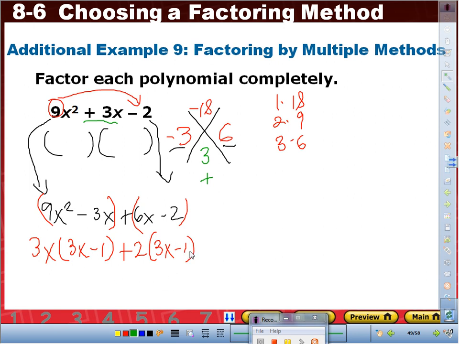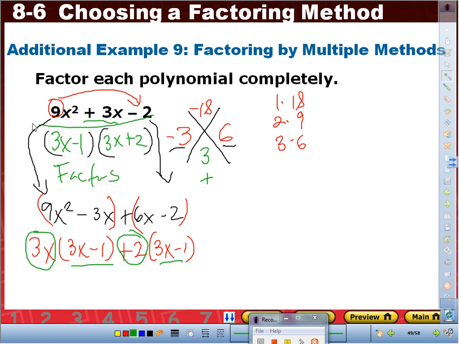What's our GCF for these two? 3x minus 1, which is this one and this one. What's left? 3x plus 2, which is here and here. Was there a GCF? No. So therefore, these are my factors.